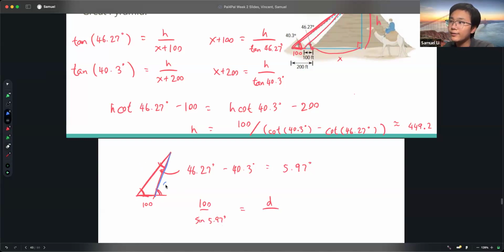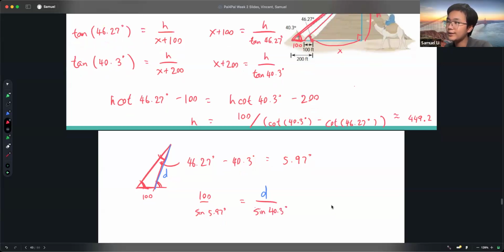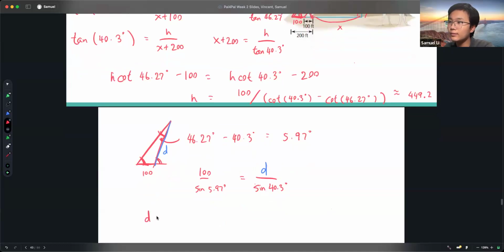I'll let this length right over here be D. So it will be equal to D over the sine of this angle right over here, which is 40.3 degrees. And then you can solve for D. D is equal to 100 sine of 40.3 degrees over the sine of 5.97 degrees.